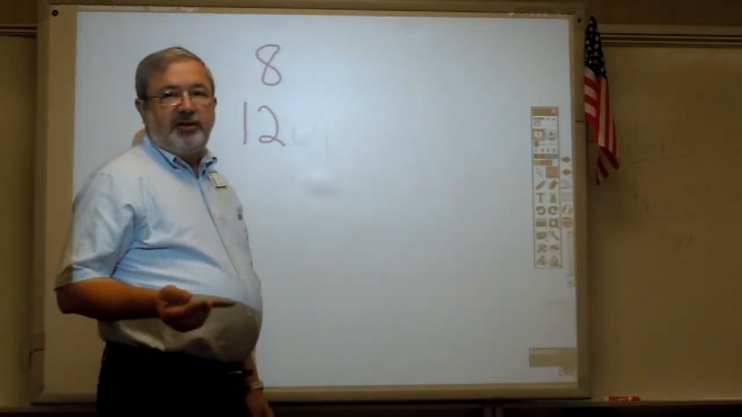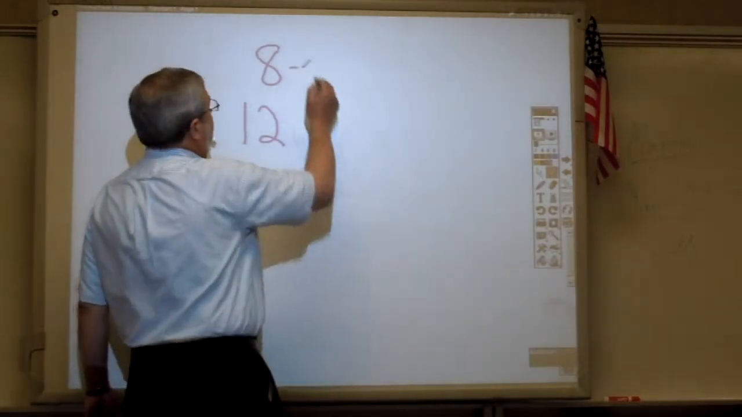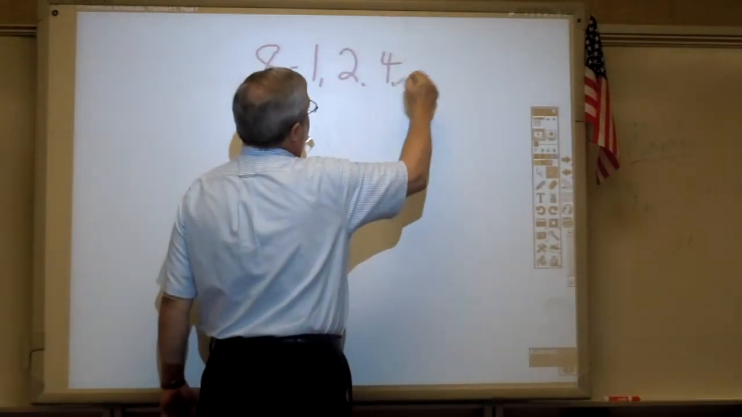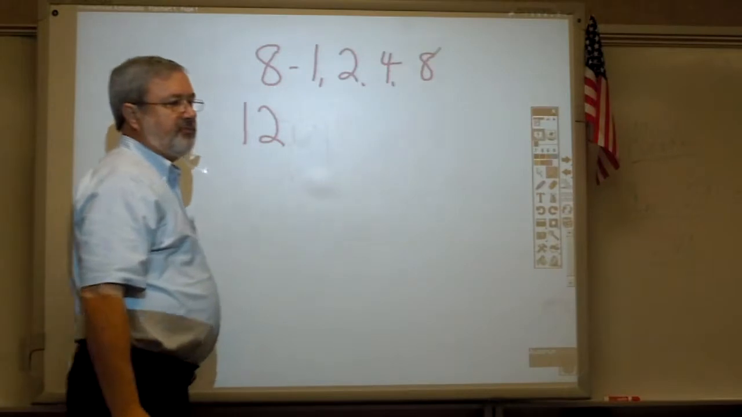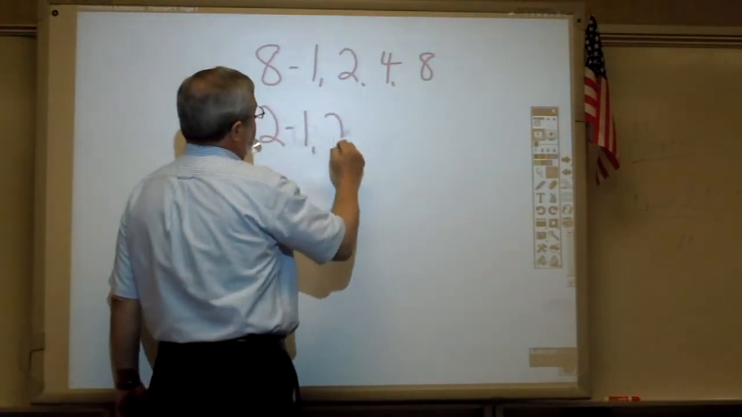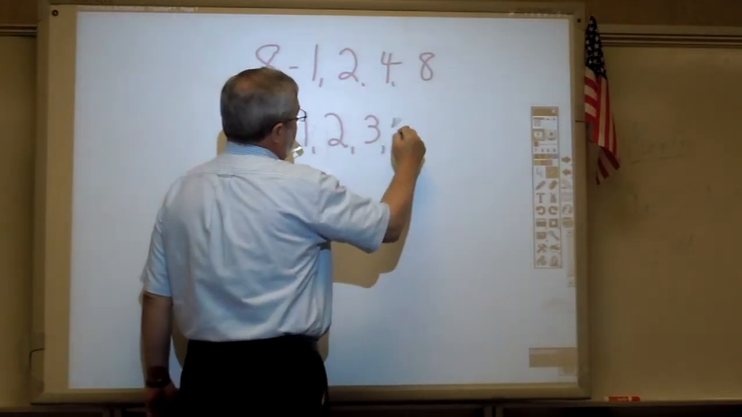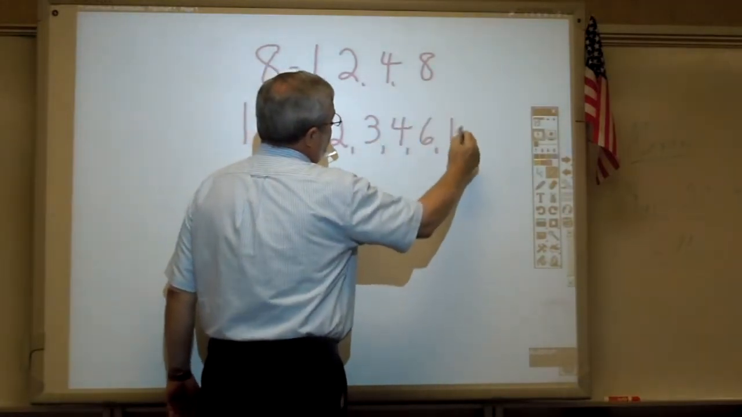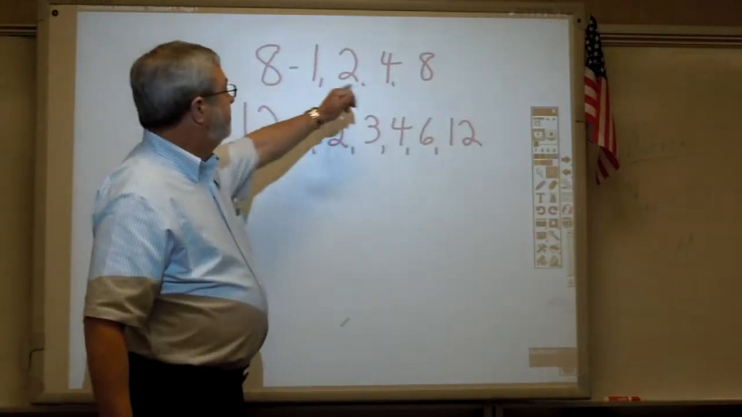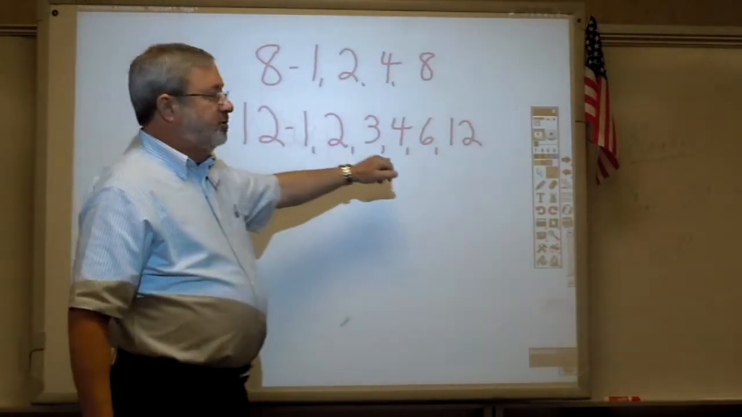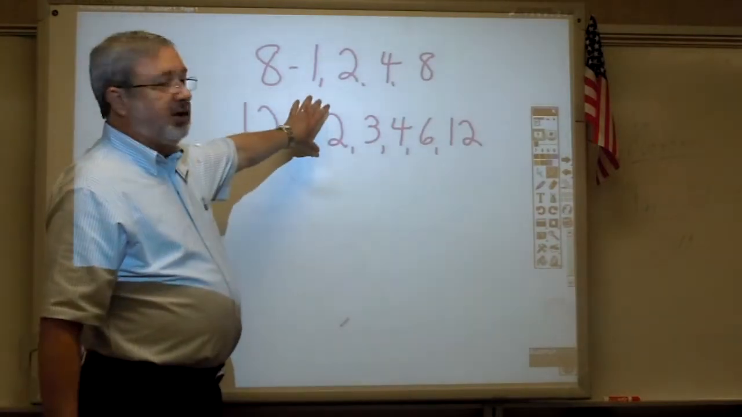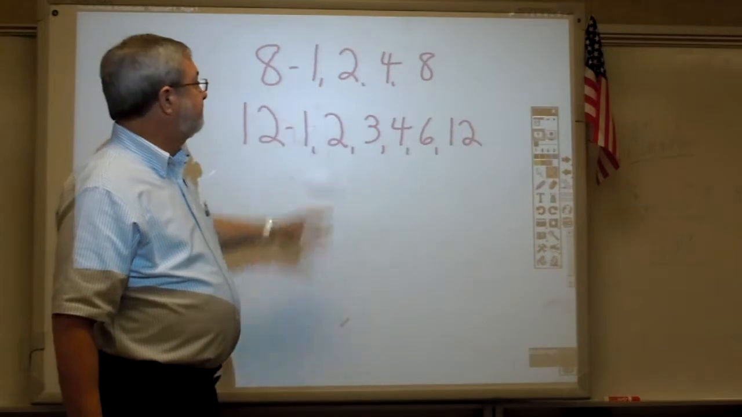Now, if you did this correctly, let's see what we've got. 8 has factors of 1, 2, 4, and 8. 12 has factors of 1, 2, 3, 4, 6, and 12. These are the factors of each one: 1, 2, 4, and 8 with 8, and 1, 2, 3, 4, 6, 12 with 12. Check and see if that's what you had on your paper. If you had all of these, then you're in good shape on these two.